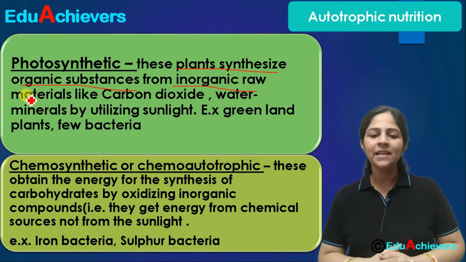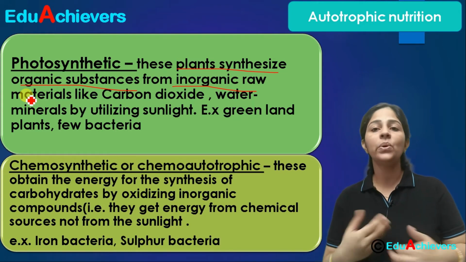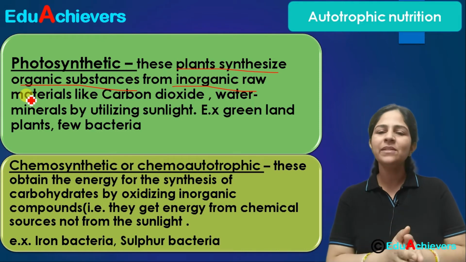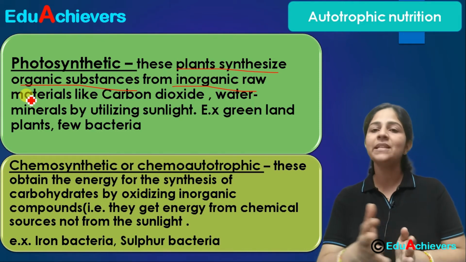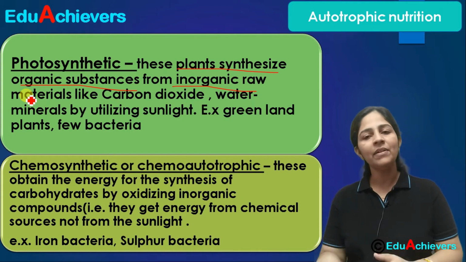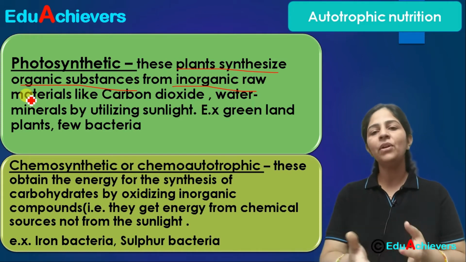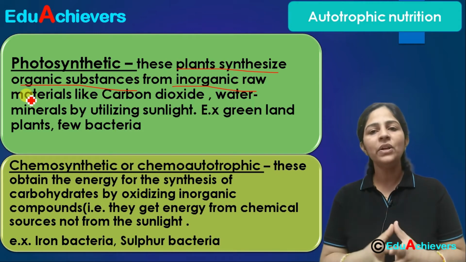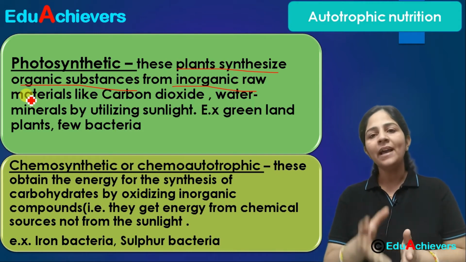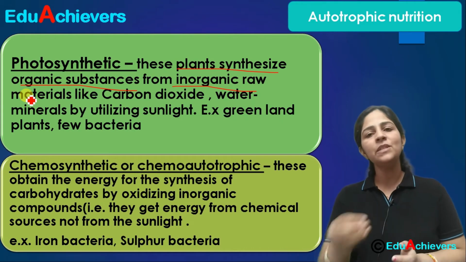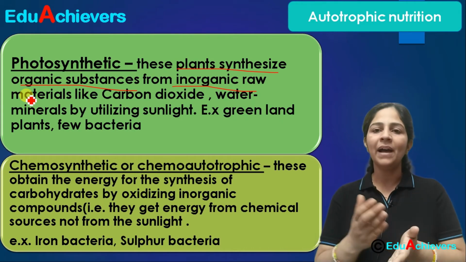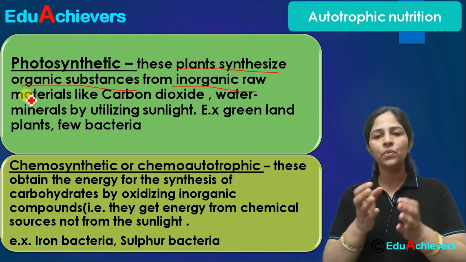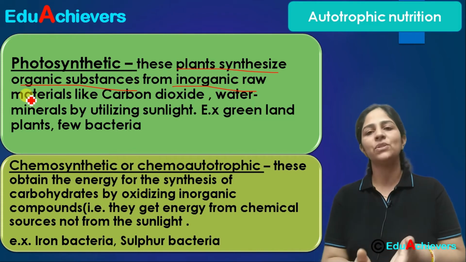Now second is chemosynthetic or chemo-autotrophic, हम इनको कह सकते हैं. इसमें क्या होता है? It includes most of the bacteria like iron bacteria and sulfur bacteria which survive in the soil. Now what happens? They do not get so much sunlight. So what they do? They utilize the energy from some of the chemicals which are present, and by the breaking down of those chemicals, they get some energy and use that energy to make their food.